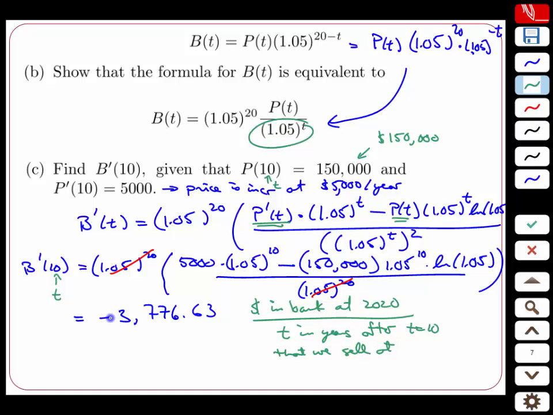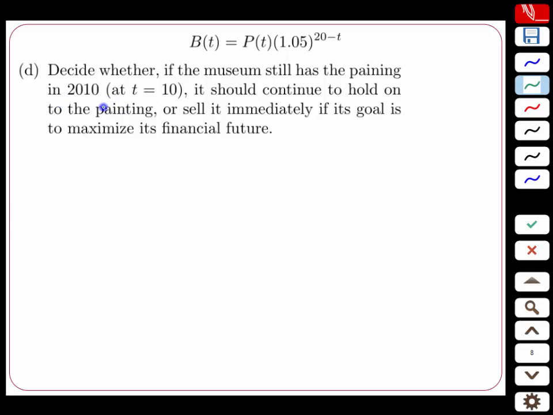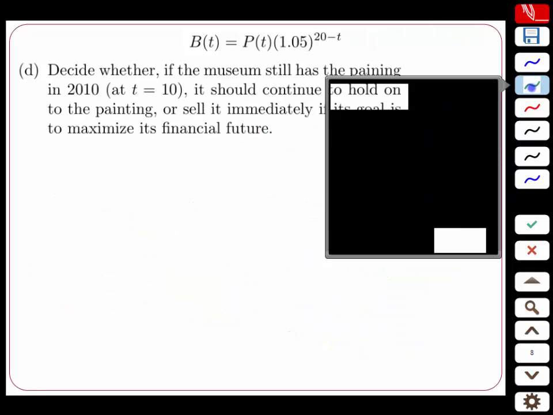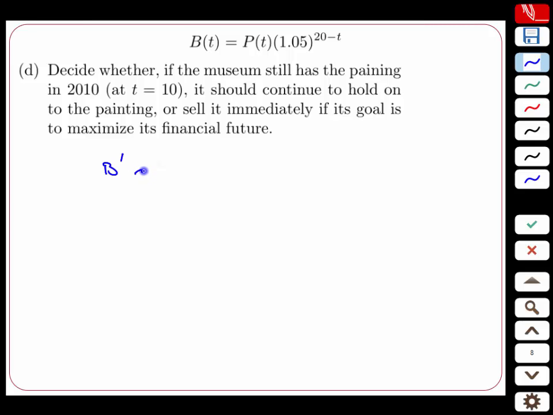So what this is telling us, on the next page is the question, decide whether the museum should sell or keep the painting at 2010. This statement here is telling us that if we were to wait one more year to sell, that's changing t from t equals 10 to t equals 11, we would expect when we look at the bank balance in 2020 that we'll have fewer dollars, about $3,700 fewer than if we sold right now. Because that value b prime is negative, and b prime is the comparison of the amount in the bank in 2020 divided by, or the rate of change with years, the year of the sale.